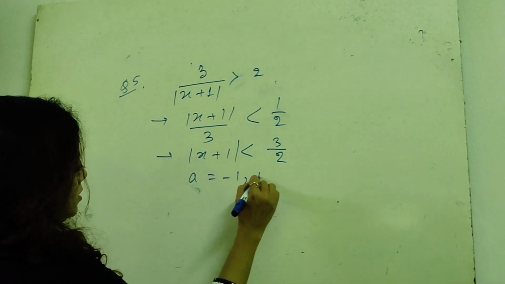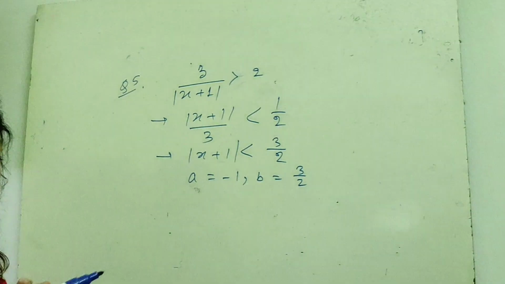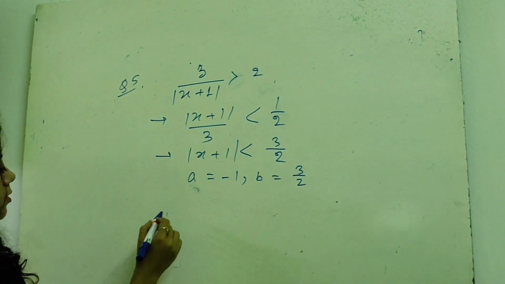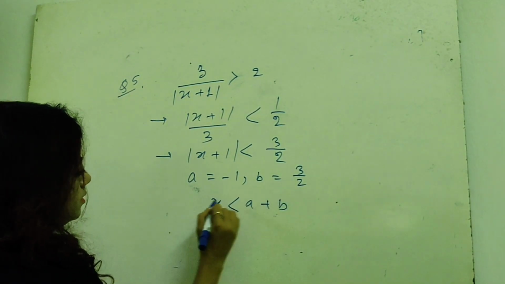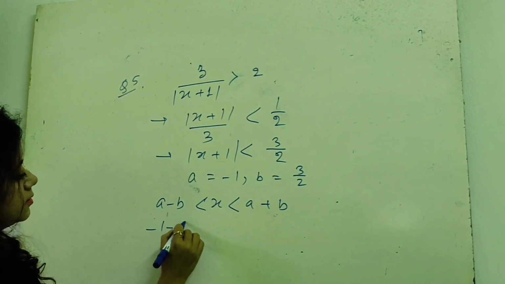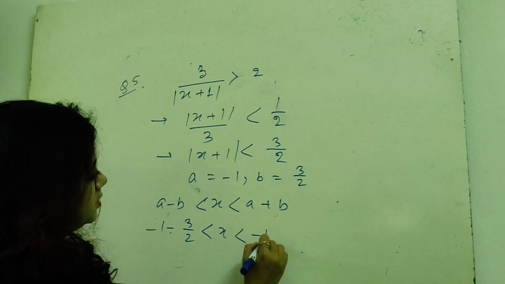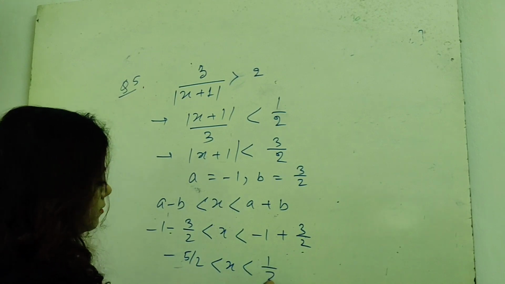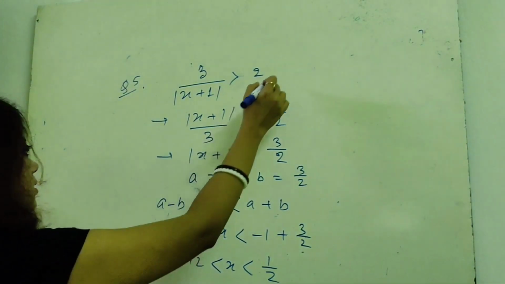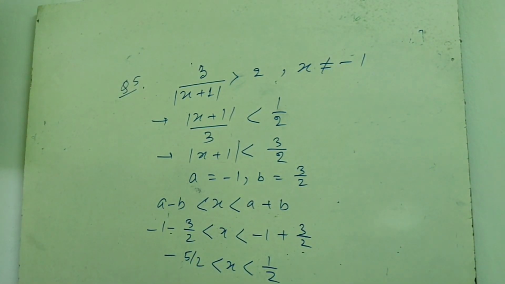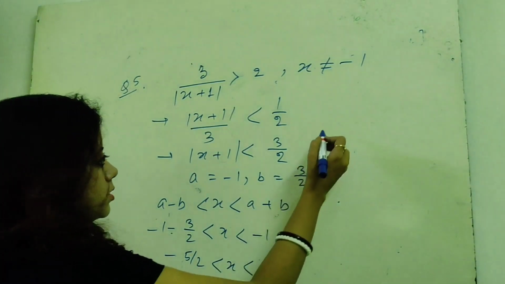Here a equals minus 1, b equals 3 by 2. See, remember the formula I have written: modulus of x minus a less than or equal to b, or less than b, whatever. a equals minus 1. So what will be the formula? x less than a plus b, greater than a minus b. So minus 1 minus 3 by 2 is minus 5 by 2, and minus 1 plus 3 by 2 is half. So minus 5 by 2 less than x less than half. But remember one thing, x cannot be minus 1, because if I put x equal to minus 1, the expression will be undefined.